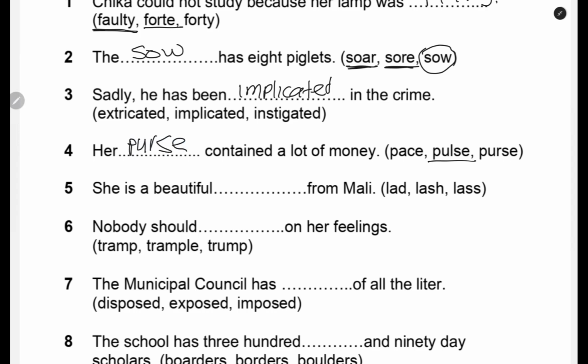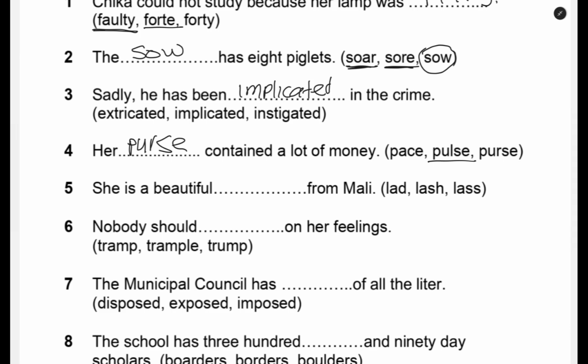Question number 5. She is a beautiful dash from Mali. So we have lad, we have lash, and we have lass. So which one is the correct one? The correct one is lass. So she is a beautiful lass from Mali. The word lass simply means a young woman or girl. It's an informal or poetic way of referring to a girl or a woman.